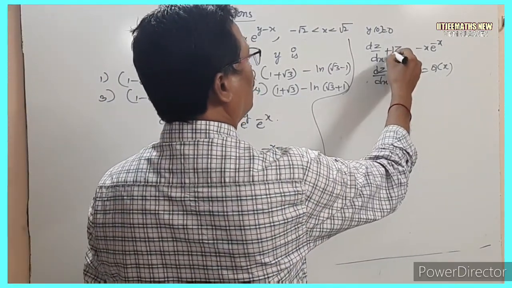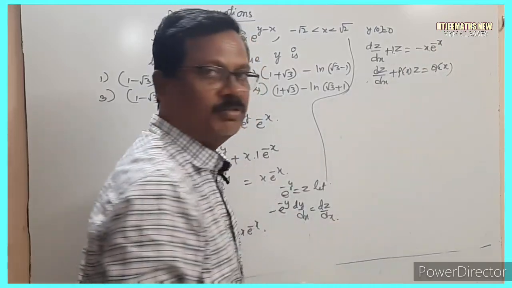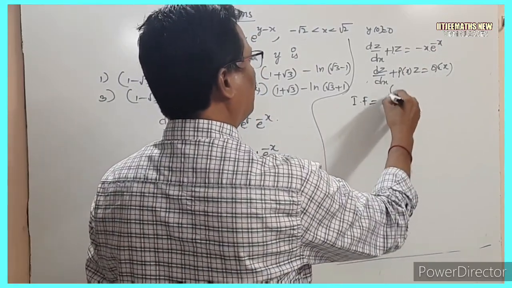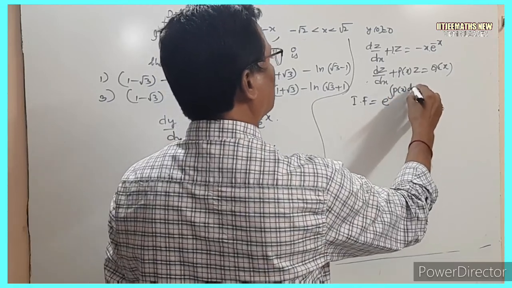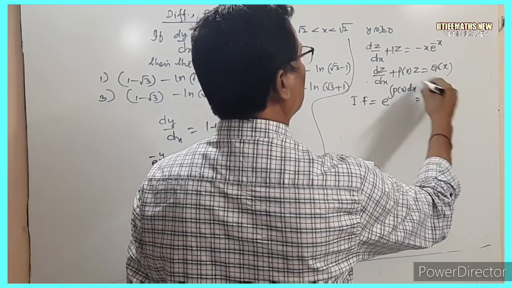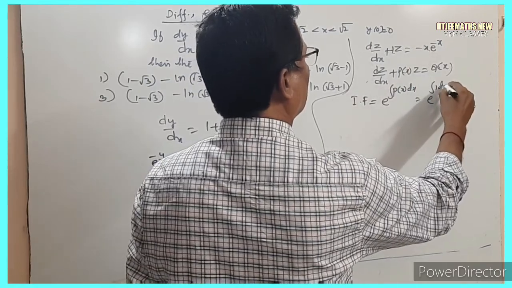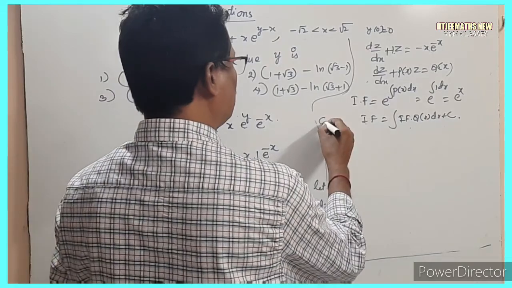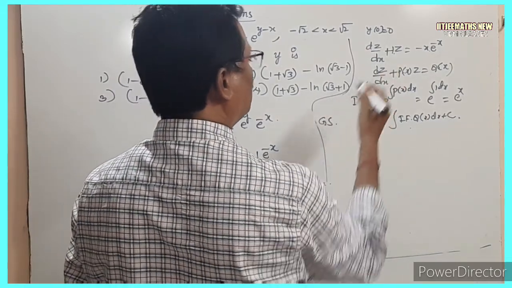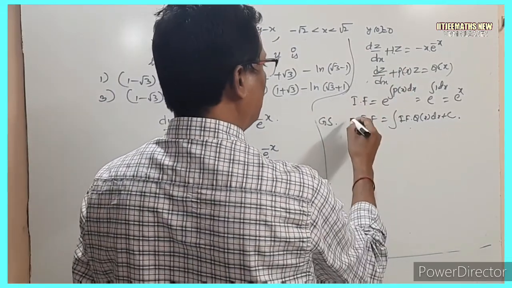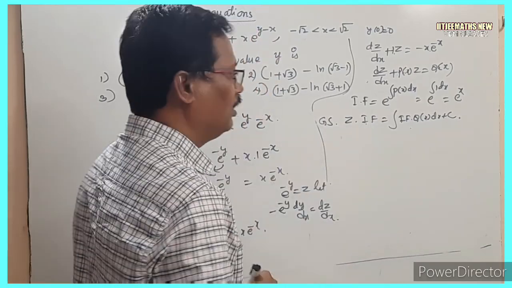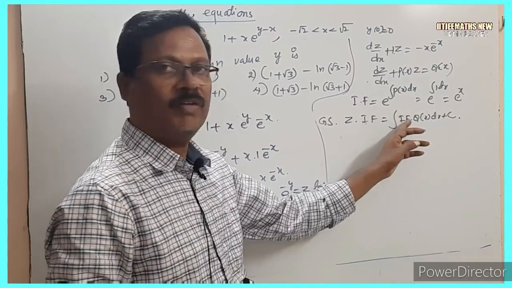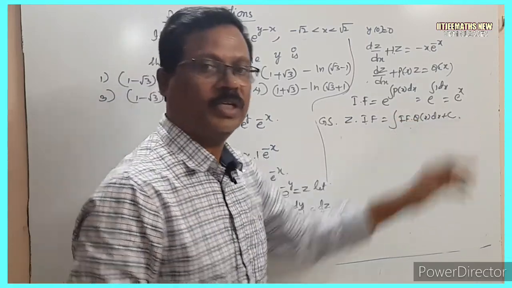P of x is what? 1. Q of x is equal to this one. What is the integrating factor? This is e power integral of P of x dx. What is P of x? P of x is 1 here, compare. Therefore integral of 1 is x, so e power x. Now see the general solution of this one. Here z is there instead of y. Z into the integrating factor is equal to the integral of integrating factor into Q of x dx.